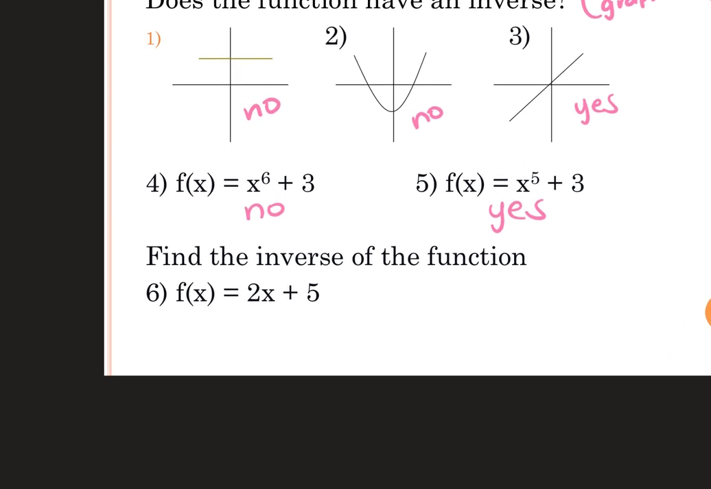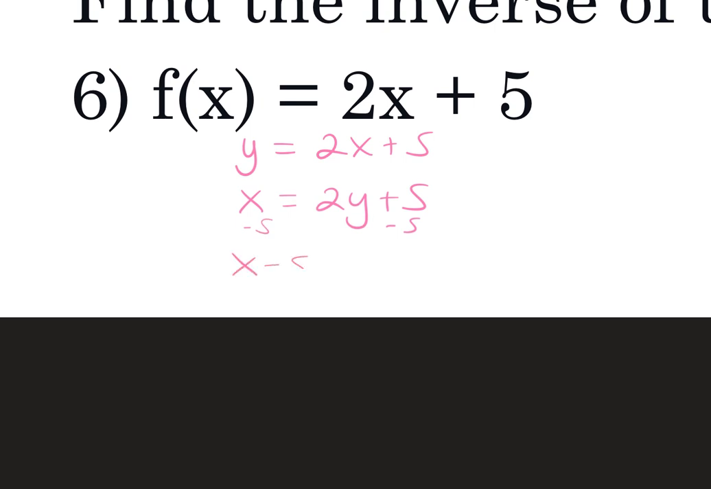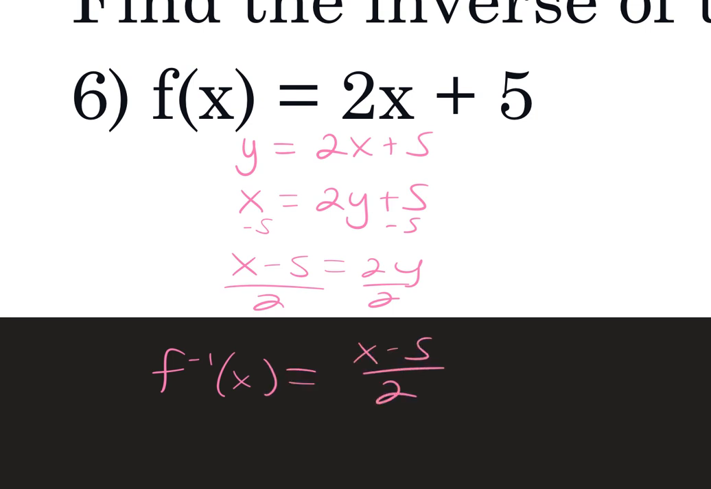Then we find the inverse. So what's the first step? Make f of x y, switch the y and the x. And then I got to isolate that new y. So I can subtract the 5. X minus 5 equals 2y. Divide by 2. And then make sure you do the f negative 1 of x. That will cost you points if you don't do it. Make sure it does that.